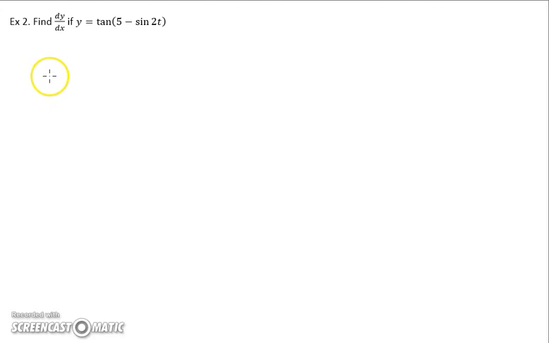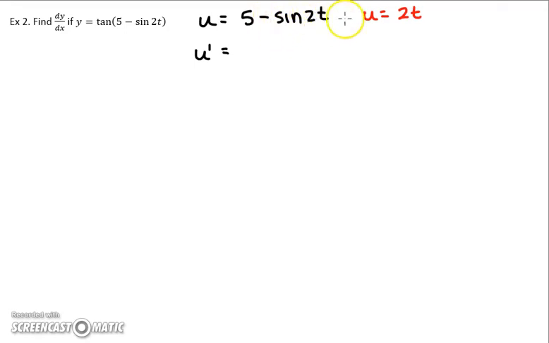Find dy/dx if y equals tangent of 5 minus sine of 2t. In this case, u is equal to 5 minus sine of 2t. If we're going to try to find the derivative of that, the derivative of 5 is 0. If we think about that little wheel we had, the derivative of negative sine is going to be negative cosine, but we have this 2t, so really we're going to have to think about a second u. We can think about this red u as 2t, right? Because if we think about just sine, we have this u again, so the red u prime is just going to be 2.